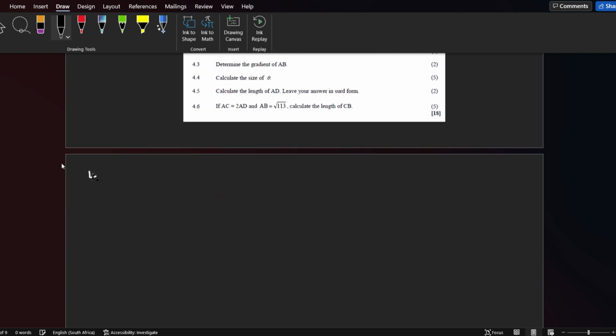Question 4.1. So we have the equation y equals -3x plus k, and we substitute our two coordinates. So we had the y value -3 equals -3, and our x value was -1, plus k, making k the subject of the formula. We will then get k to be -6. Okay, right, quite simple, 2 marks.